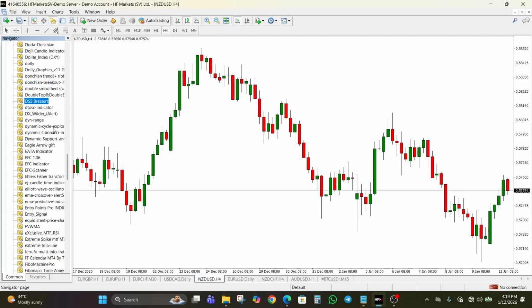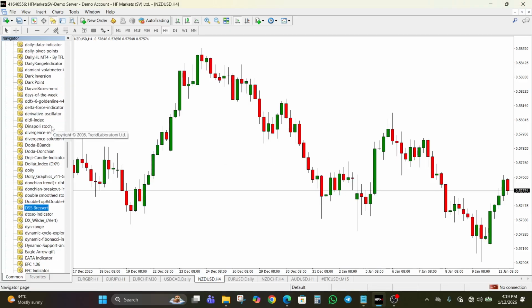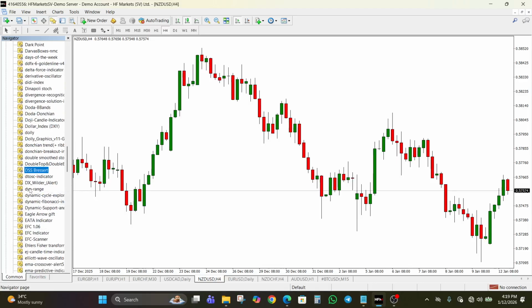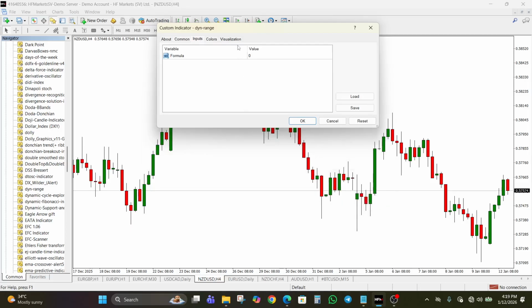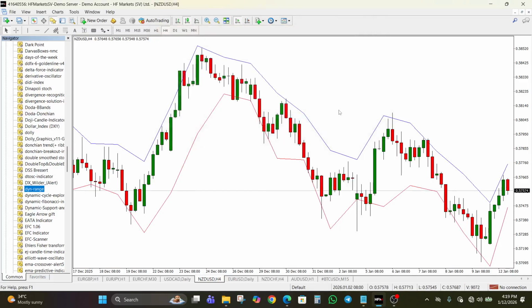Okay. Now, where is the dynamic range indicator? You just have to look for it because it ought to be somewhere here. Drag and drop, right? And then ensure that the allow DLL imports box is checked. As for your input, you can see that the only custom setting here is the formula, which is set to 0 as default. Now, this indicator, as you can see, tracks market expansion and compression.